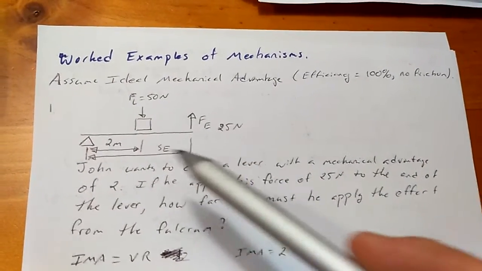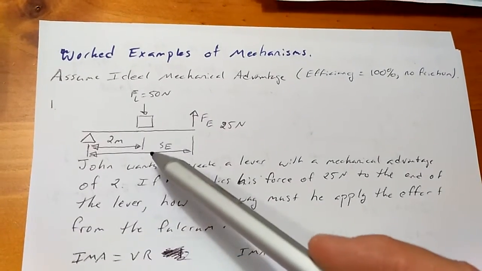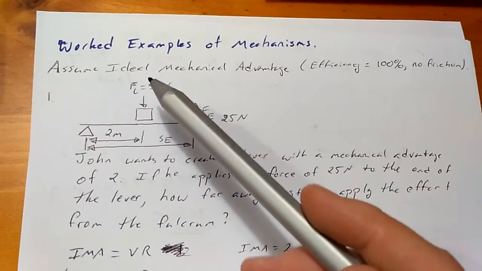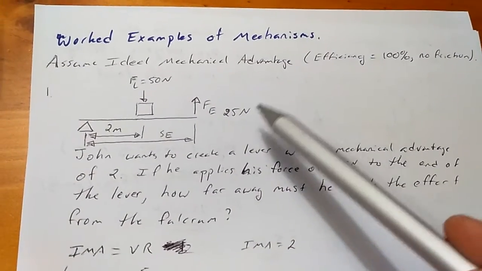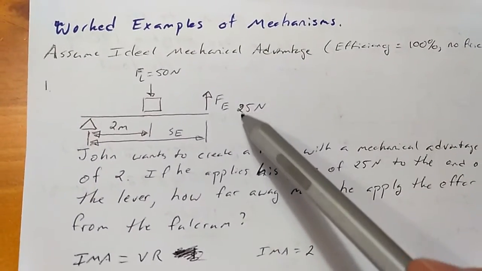Alright, so what we're going to talk about today is worked examples of mechanisms. So let's take a look at the first one. This is a lever. Now we're going to assume ideal mechanical advantage for these first three problems. That means that it's 100% efficient. There's no friction.